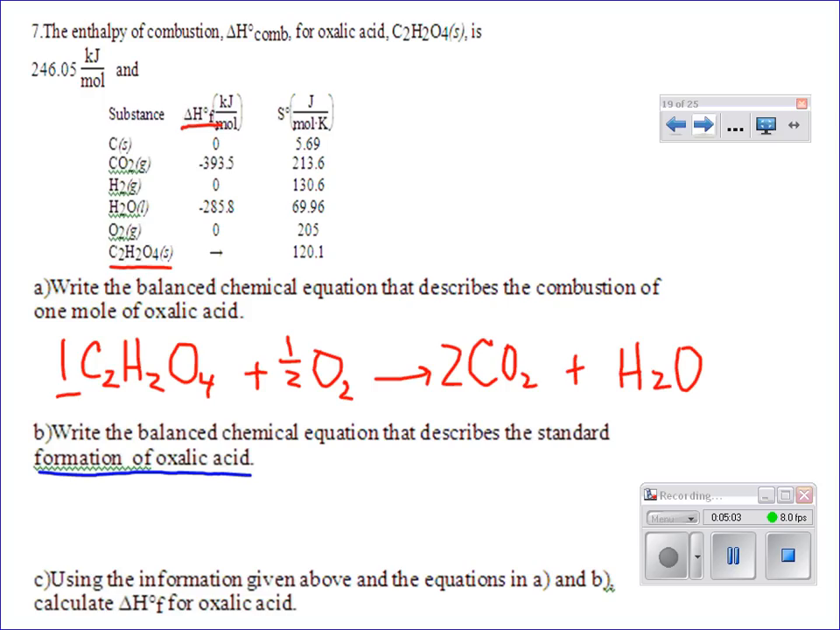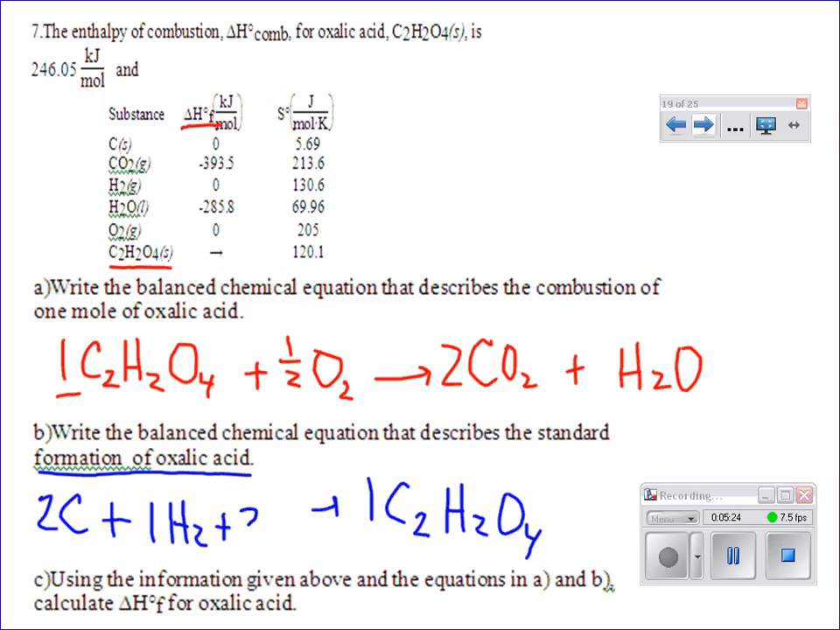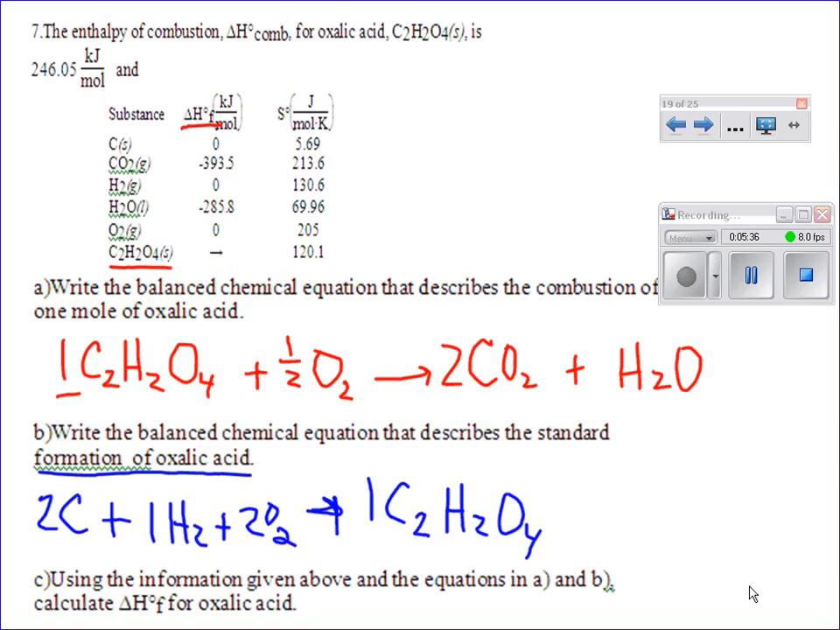All right, so we're going to form 1 mole of oxalic acid from its elements. When we're doing these formation equations, again, you have to have a 1 coefficient on that oxalic acid. And what elements make this up? 2 carbons plus 1 H2 and 2 O2s. And that is a formation equation. I have absolutely no room underneath this to write the answer, but we'll figure out a way.